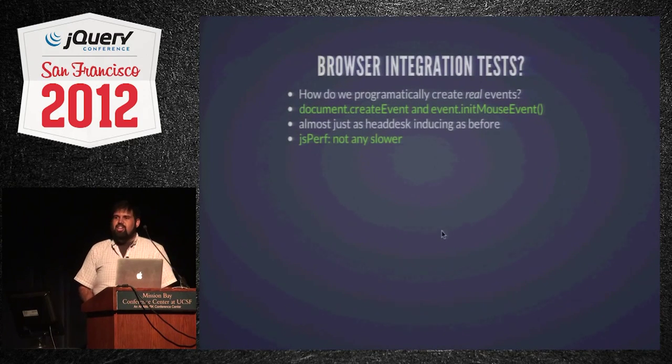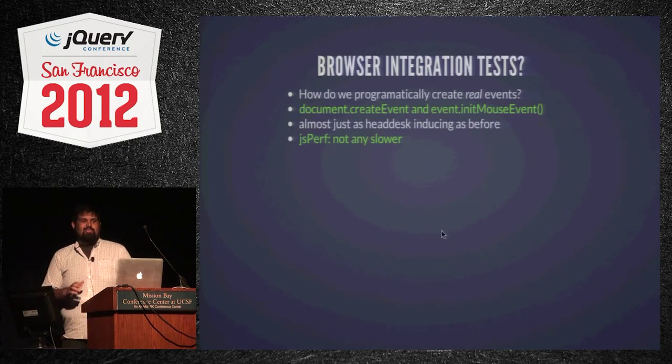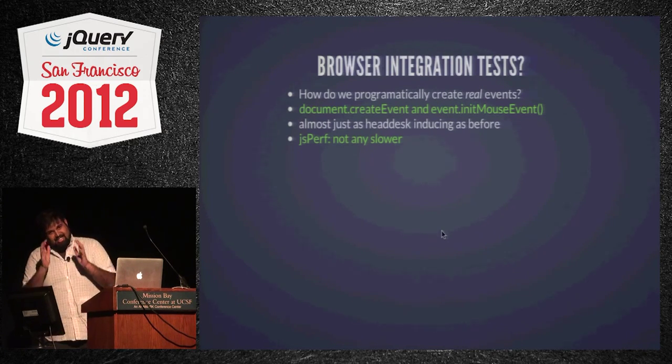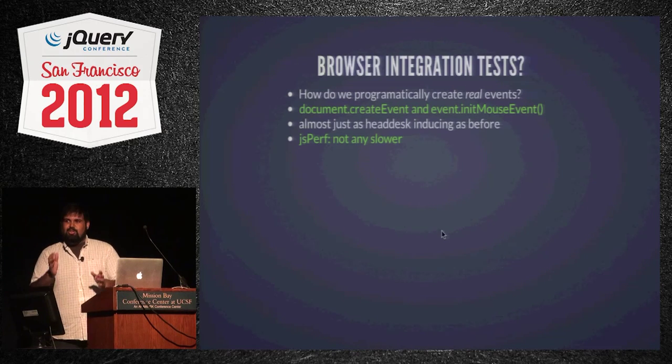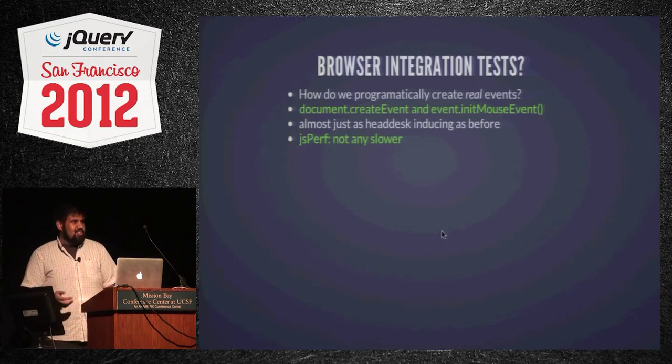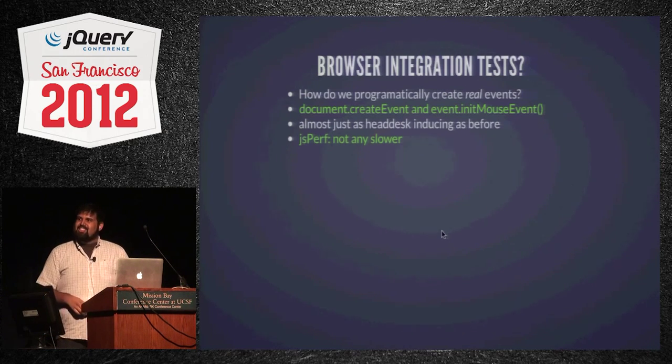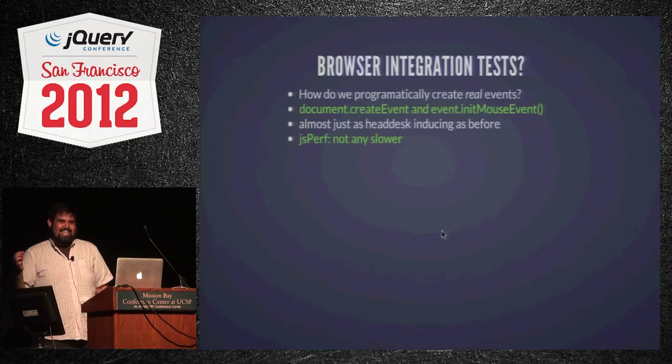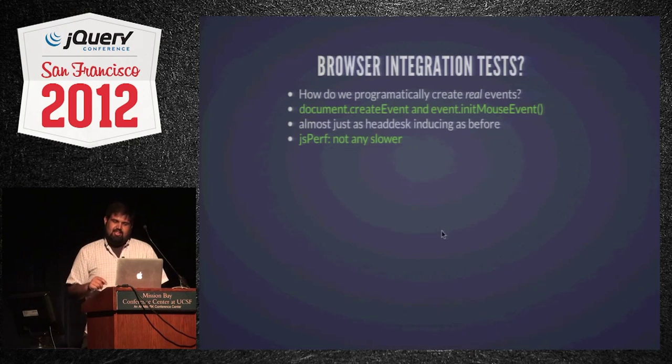So we could actually create real integration tests. Integration tests are tests that test multiple components. A unit test tests a single class or module or plugin in this case, or anything. We could create real events. There is a way to do that. It feels a little more honest, because here we're using jQuery's trigger, and we're making the assumption that triggering is the same thing. It's not exactly the same thing as using a native event that can actually click on something.